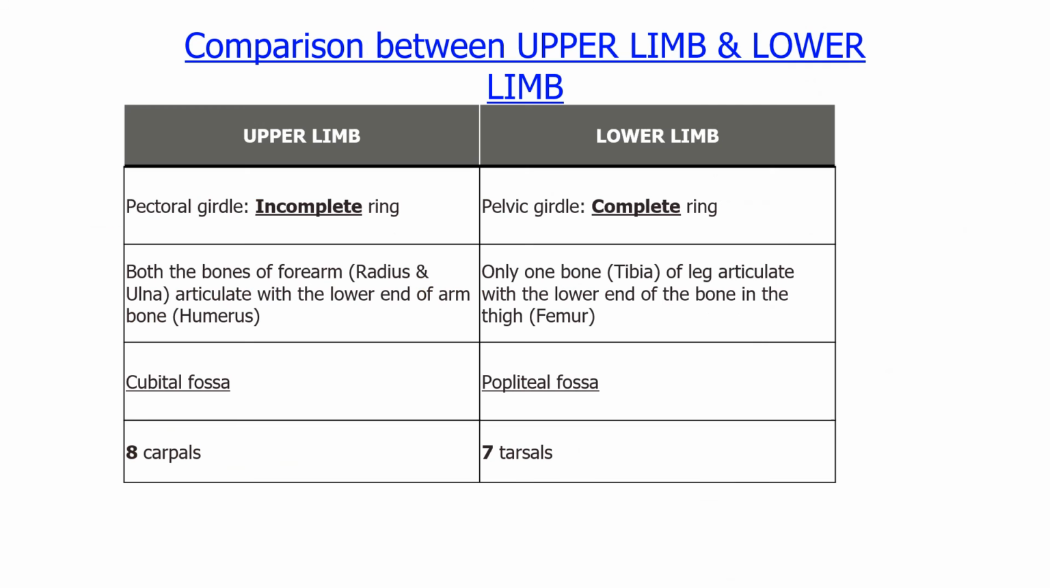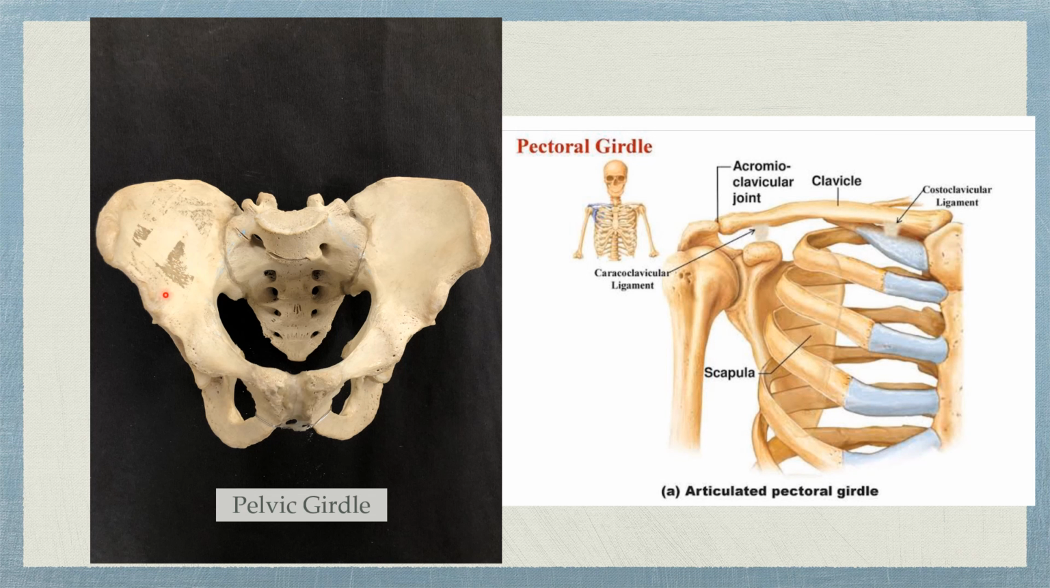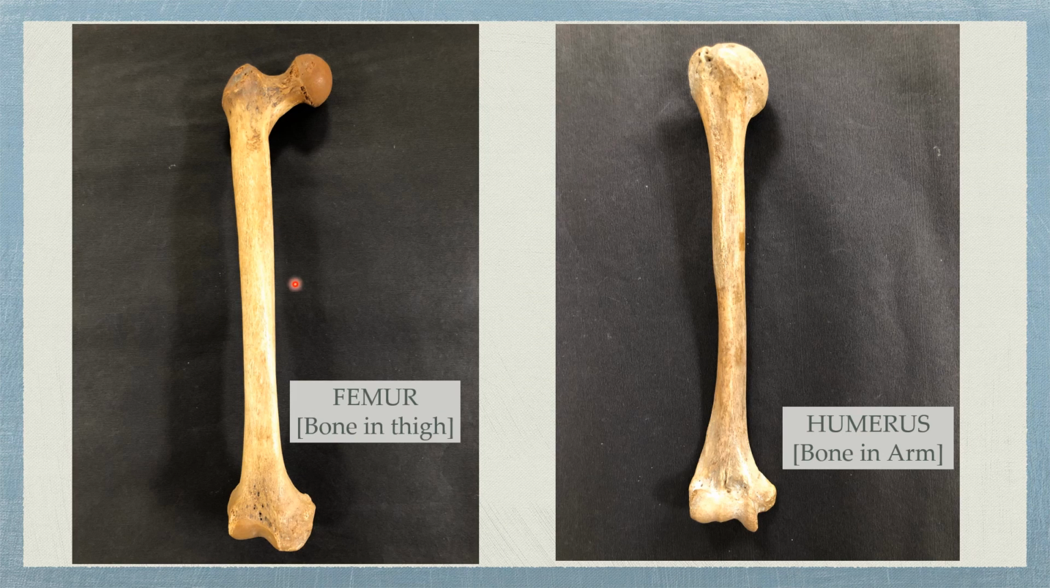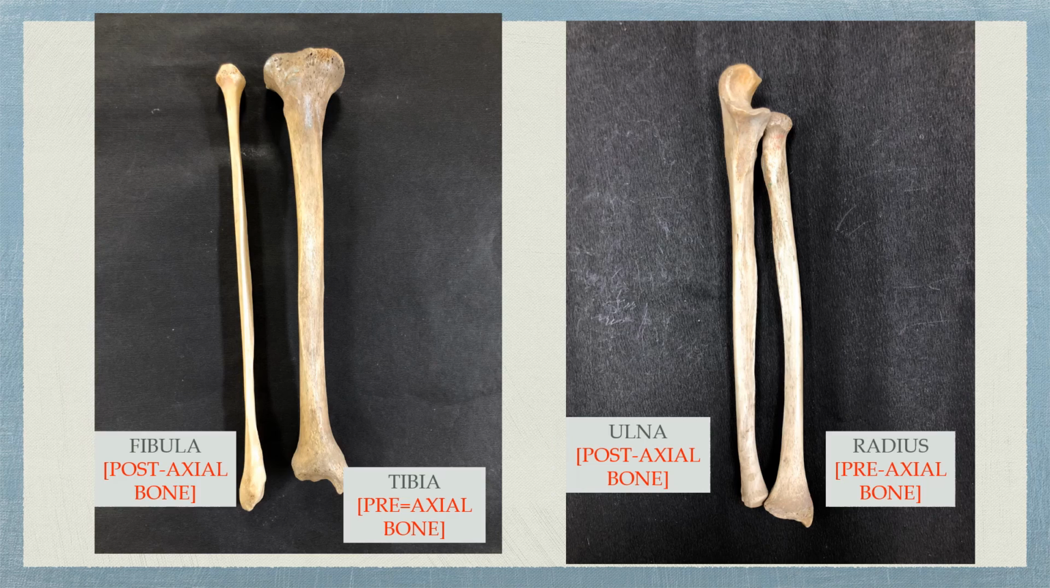Ending up this session, let us compare the lower limb, which you have already studied, with the upper limb. In the lower limb, we talked about the pelvic girdle, which is a complete girdle formed by the hip bone on both sides and the sacrum. In the upper limb, we will teach you the pectoral girdle, which is an incomplete girdle formed by two scapulae and two clavicles. The bone present in the thigh is the femur, and the bone present in the arm, which we will teach you in the upper limb, is the humerus.